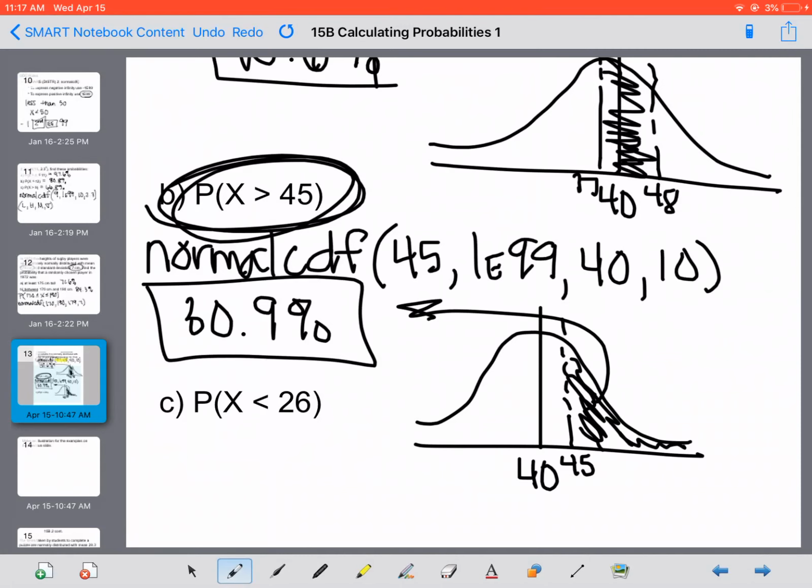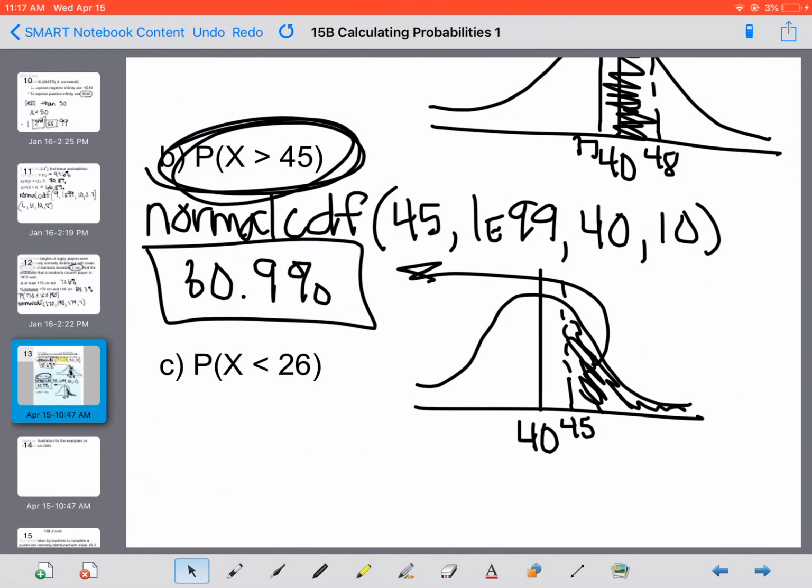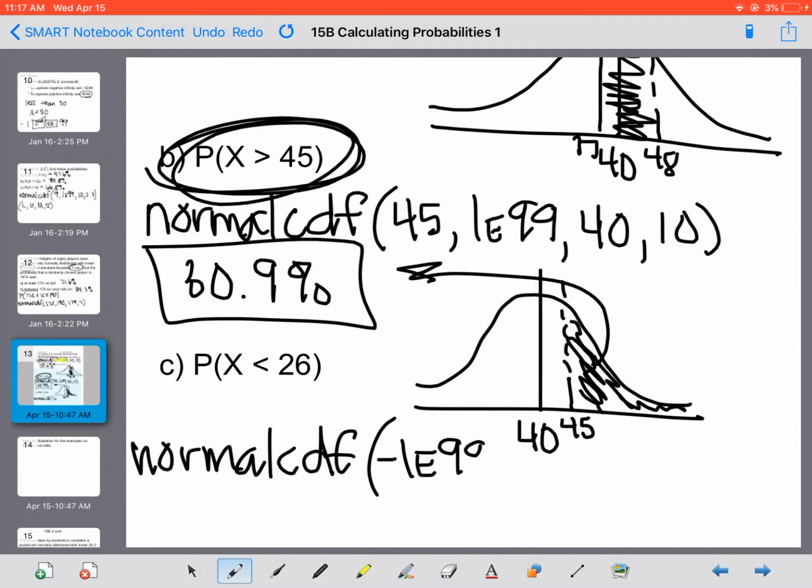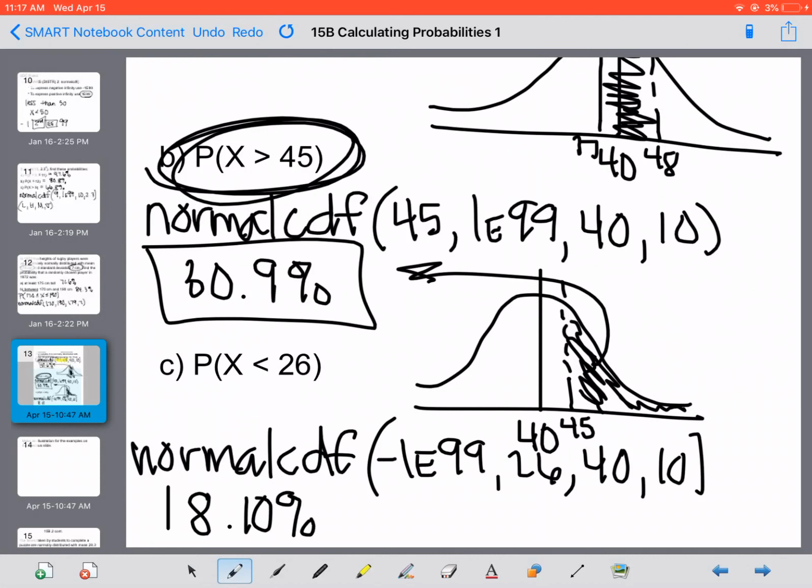And then the last one here, we have less than 26, so you're going to do that normal CDF again. But because it's less than, my low is going to be negative infinity. My high is 26, my mean is 40, and my standard deviation is 10. And when you calculate that, you get 8.10%, rounded to 3 sig figs.